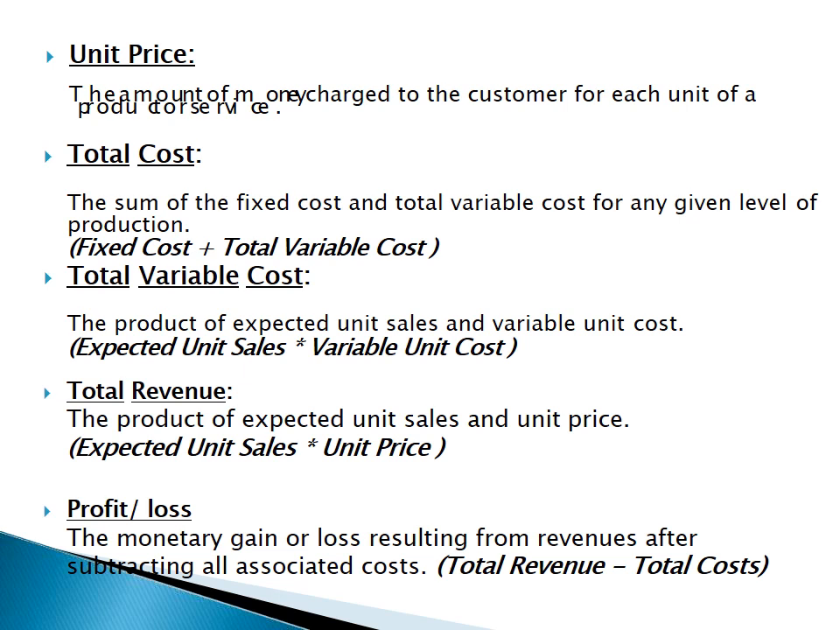The sum of the fixed cost and total variable cost for any given level of production is called the total cost. Next, total variable cost. It is the product of the expected unit sales and the variable unit cost, which is known as the total variable cost. Next, total revenue. It means the product of the expected unit sales and the unit price is known as the total revenue.